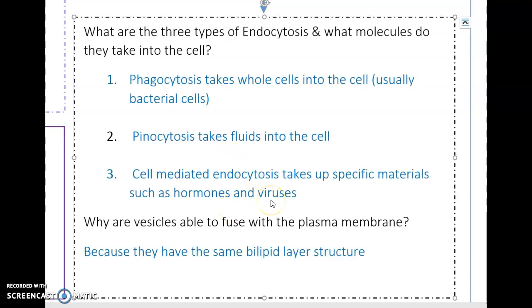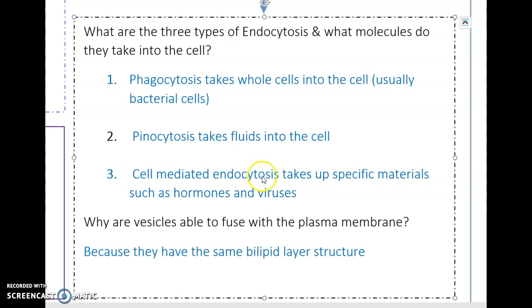I just want to make a further note on 3, the cell-mediated endocytosis, and how it takes up specific materials. All you have to do is trick a cell into engulfing around it, and that's how viruses work. That's how they get into the cell, and that's sort of how scientists are trying to stop the coronavirus from getting into our cells. Because if they remove the spike protein, it can't trick the cell into engulfing it and taking it into the cell and then going through the whole replication process and so on.